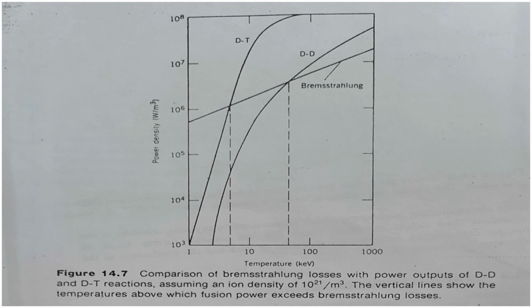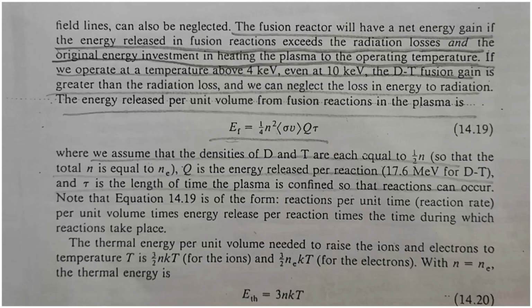We therefore choose to operate a fusion reactor at a temperature where the power gain from fusion exceeds the Bremsstrahlung losses. Other radiation losses, including the synchrotron radiation from the charged particles orbiting about magnetic field lines, can also be neglected. The fusion reactor will have a net energy gain if the energy released in fusion reactions exceeds the radiation losses and the original energy investment in heating the plasma to the operating temperature. If you operate at a temperature above 4 keV, that is even at 10 keV, the deuterium-tritium fusion gain is greater than the radiation loss, and we can neglect the loss in energy to radiation.